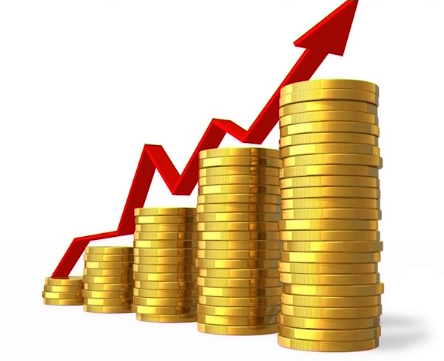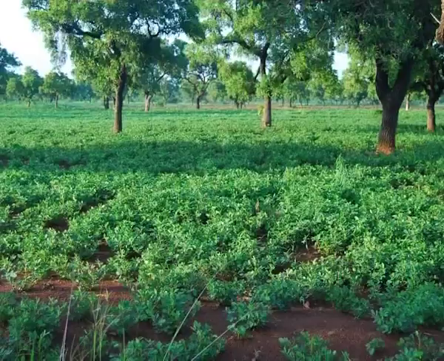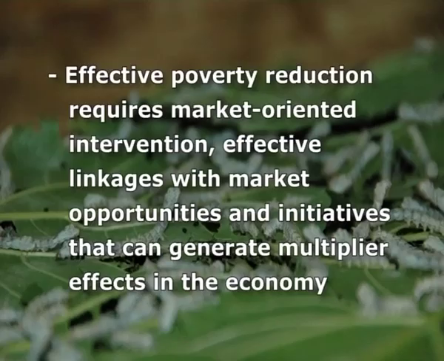Objectives. It is of key importance for the growth of the national economy, to seize the emerging opportunities for combining such economic development objectives with poverty reduction, not support of subsistence agriculture alone. Effective poverty reduction requires market-oriented intervention, effective linkages with market opportunities and initiatives that can generate multiplier effects in the economy.